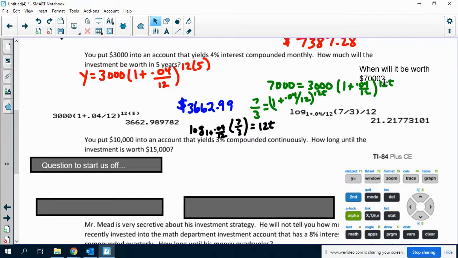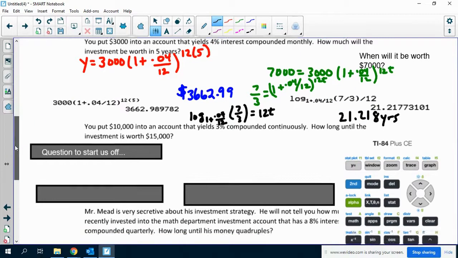So to answer this bonus question, when is this going to be worth $7,000? After 21.218 years. So this 3,000 turns into 7,000 with 4% interest compounded monthly after a little over 21 years.